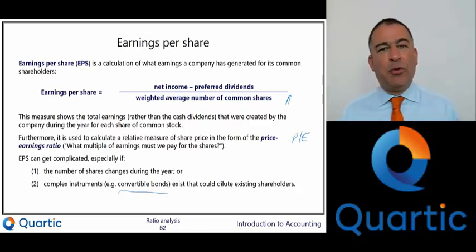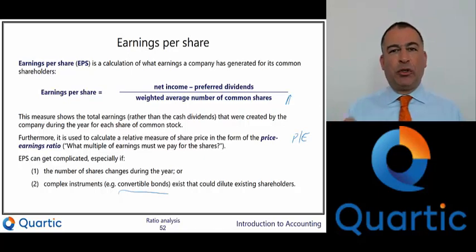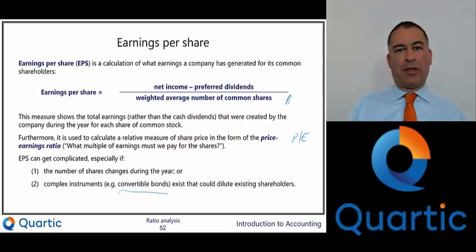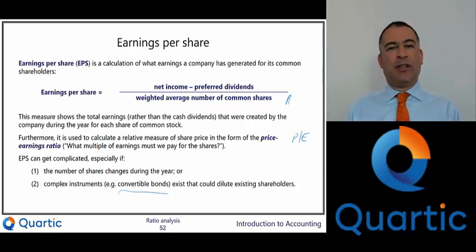What companies actually have to do is publish 2 earnings per share figures. One of them is your basic earnings per share, which ignores things like convertible bonds. And the other one is what's called your diluted earnings per share, which is the worst case scenario. If these bondholders do convert, is that going to make our life worse? If so, let's publish that figure as well. So that's a bit on earnings per share.